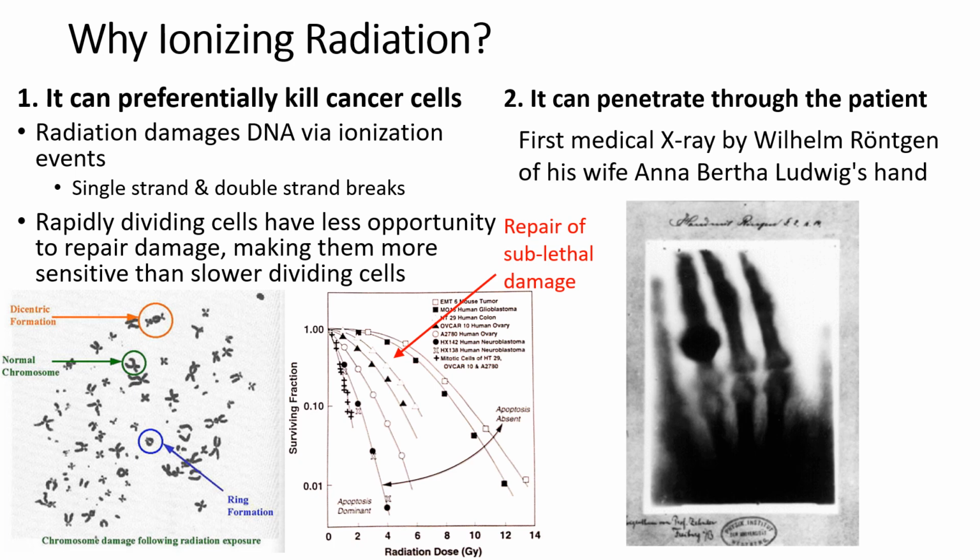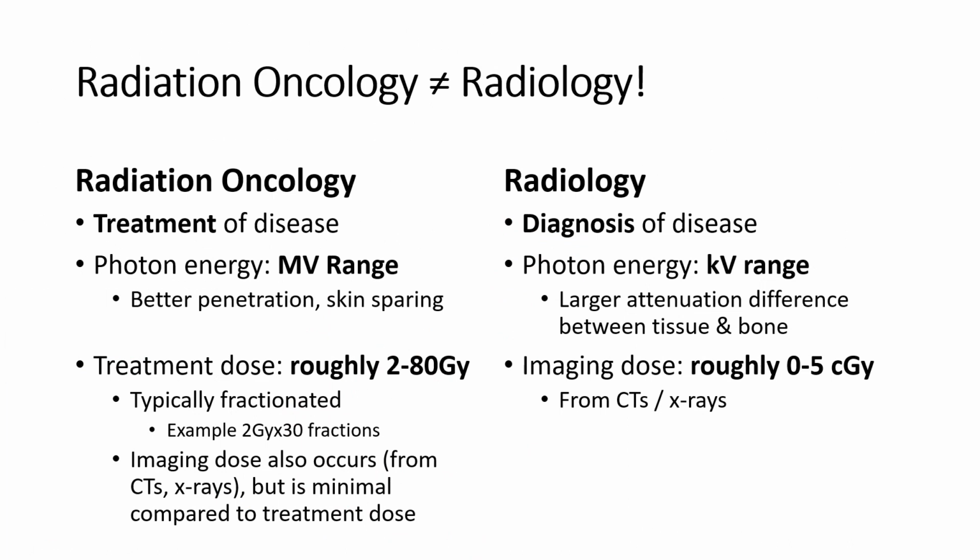So one common confusion is radiation oncology and radiology, and these are not the same thing. But it's understandable that people use these terms interchangeably or don't really understand the difference, because they both do deal with radiation. But radiation oncology differs from radiology in a number of ways. First off, radiation oncology deals with the treatment of disease, whereas radiology deals with the diagnosis of the disease.